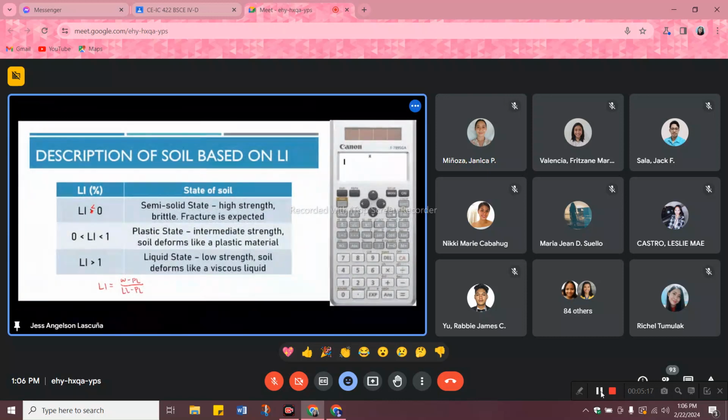So those soils are in this semi-solid state. So they are high in strength but brittle. And fracture is expected. So unsa man ni nga mga type of soil, pwede ni ka na mga dagko nga mga grano.